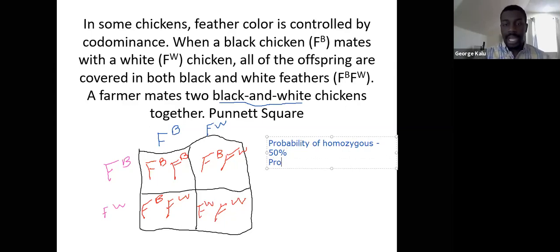Okay, what's the probability of heterozygous offspring? Right, another 50%. Perfect. Because again, we see our FBFW, those would be heterozygous and make up 2 out of our 4 boxes. Now, what's the probability that we're going to end up with offspring with black feathers?